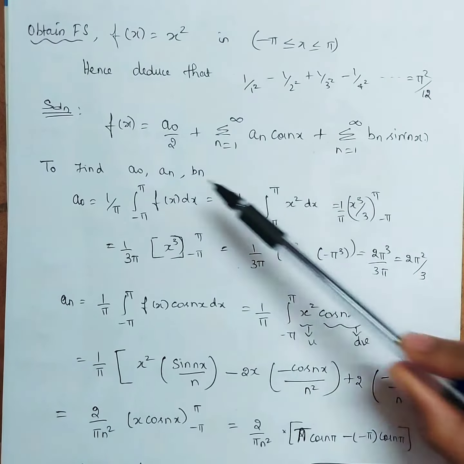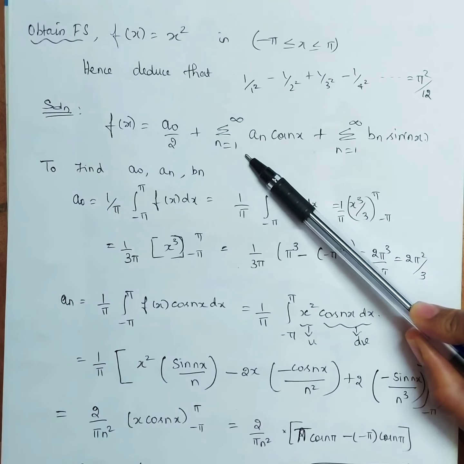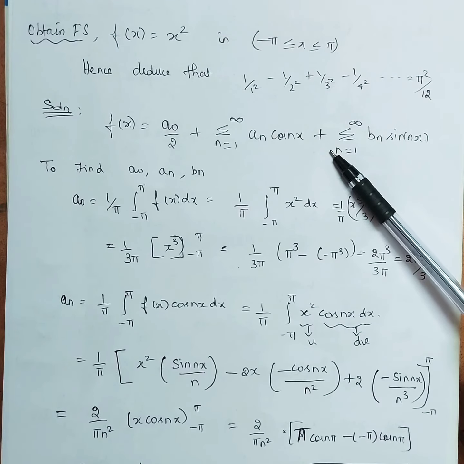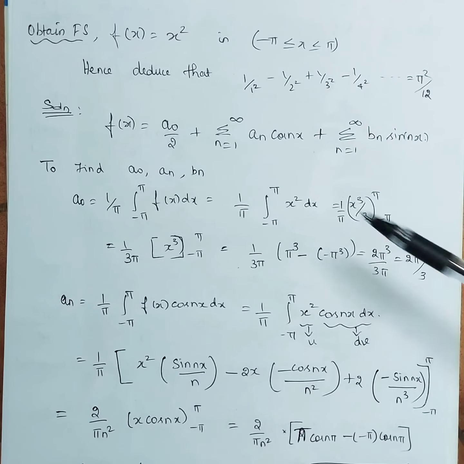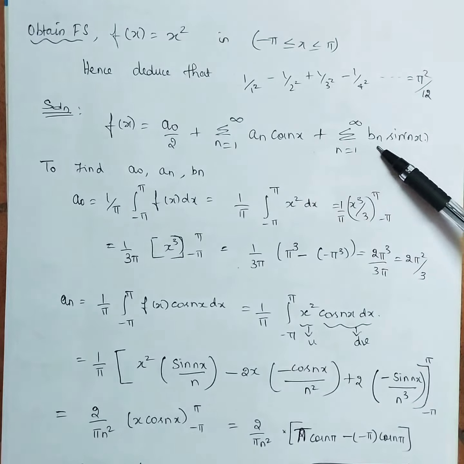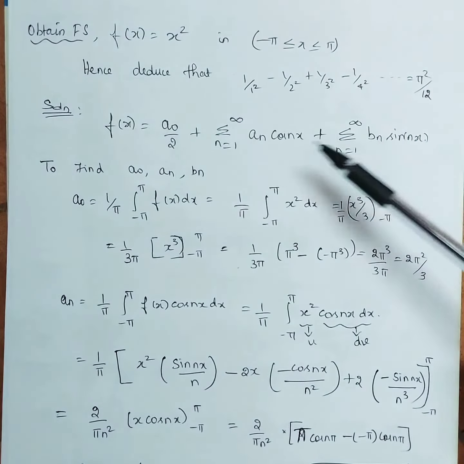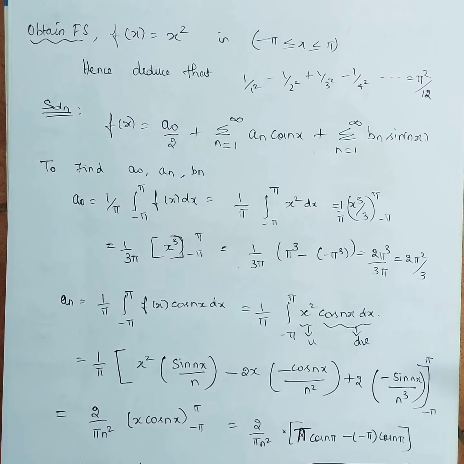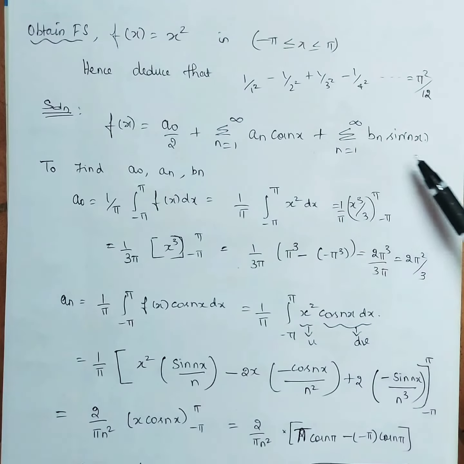First of all, this is the formula. F of x is equal to a0 by 2 plus summation n is equal to 1 to infinity an cos nx plus summation n is equal to 1 to infinity bn sin nx. What we have to do? We have to find a0, an, bn and substitute in the equation, because the corresponding a0, an, bn are for the function x square, and left hand side f of x is nothing but x square. So you are going to express x square in terms of a constant, cos and sine terms.